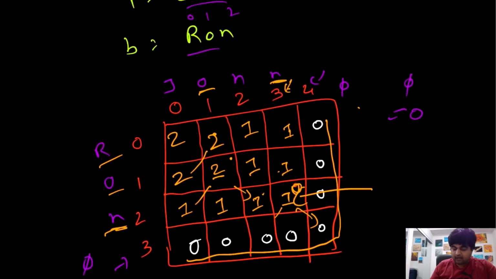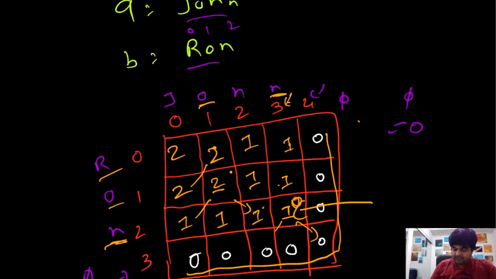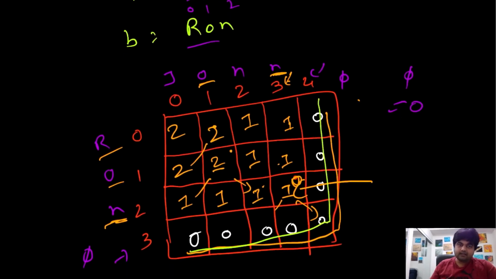I hope that this dynamic programming solution makes sense. You are able to understand why we created this additional column and row, and treating them as a base case, we start filling up our matrix.